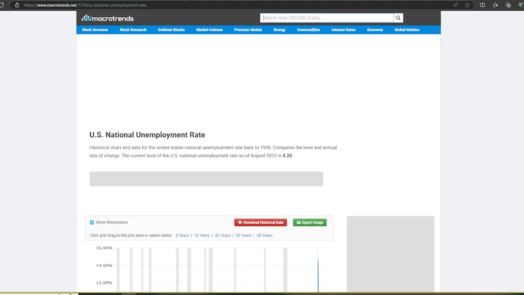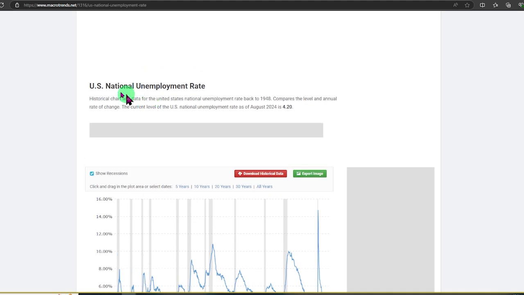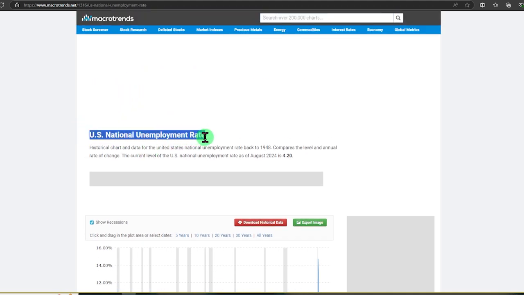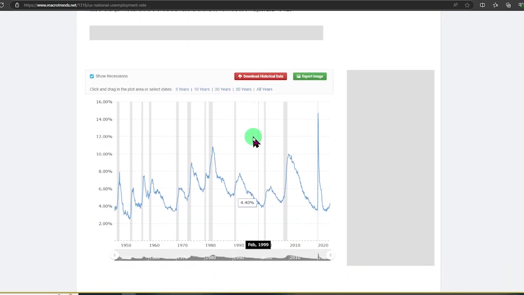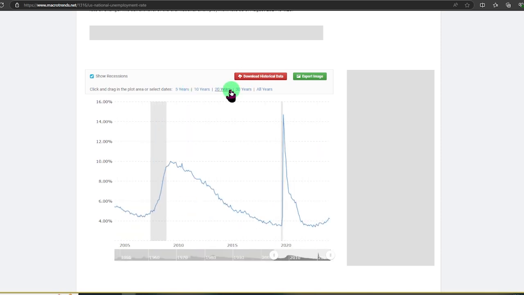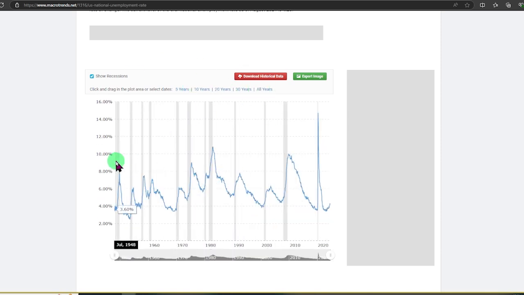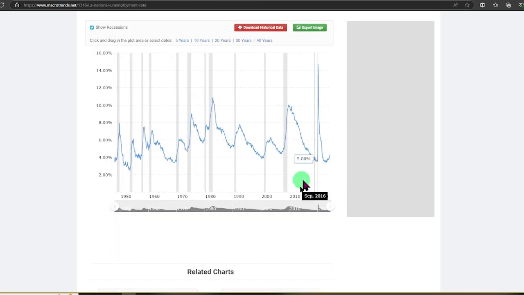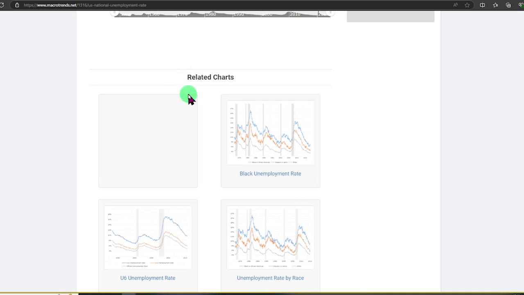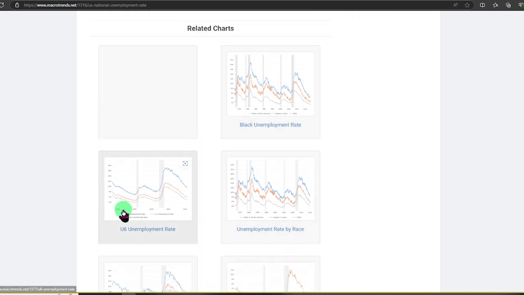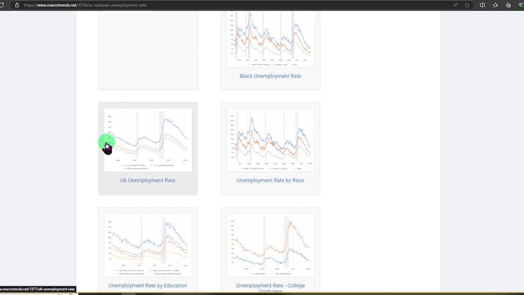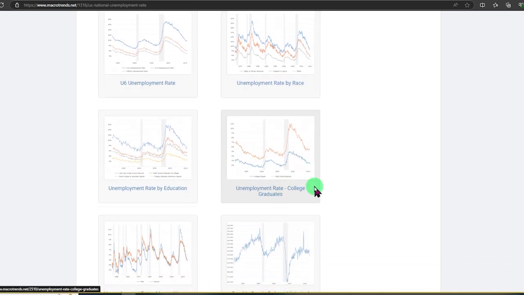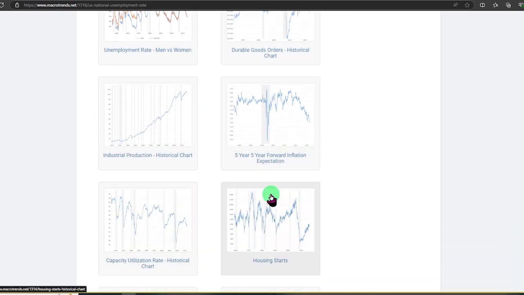Couple different websites here. We have macrotrends.net, one of my personal favorites because, well, you can check the US national unemployment rates, and it even says that this dates back all the way to 1948. And you can scroll down, we have a historical chart from 5 years, 20 years, or all of the years dating all the way back until 1948. And again, this is the unemployment rate. It goes up and goes down. You have different related charts. As you can see, we have different unemployment rates by race, by education, degree, or things like that nature.